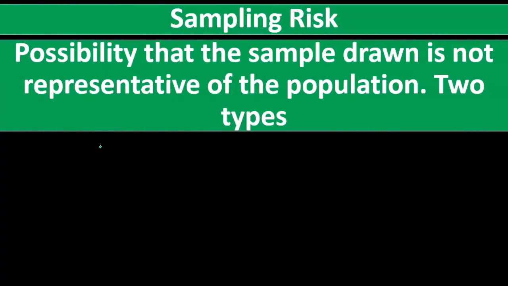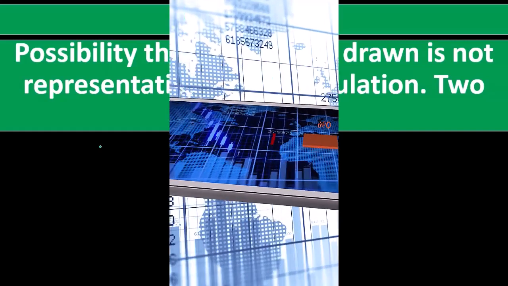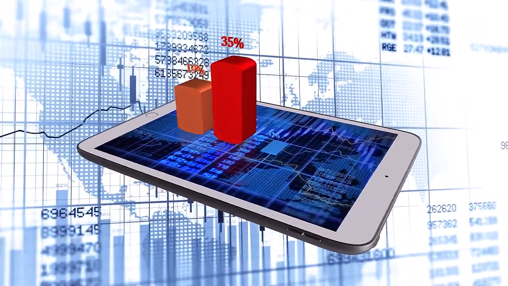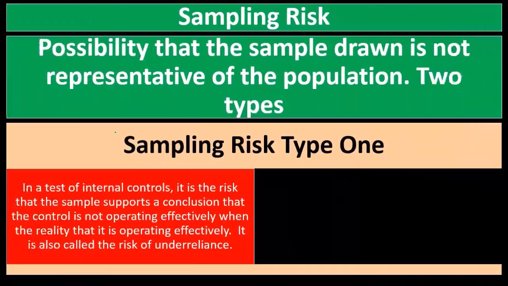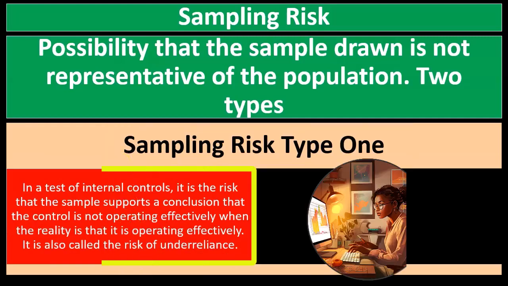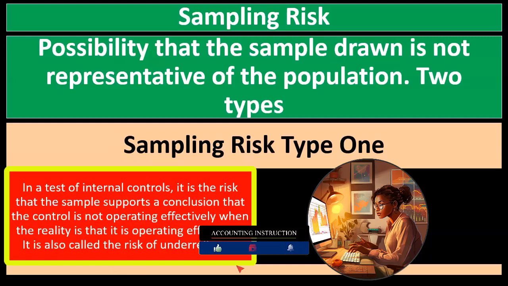But if that sample is not representative of the entire population, then we're going to come to a problem. We're going to come up to the wrong conclusion possibly. So sampling risk has two types. The first type of the sampling risk is, in a test of internal controls, a risk that the sample supports a conclusion that the control is not operating effectively, when the reality is that it is operating effectively. It is also called the risk of under-reliance.